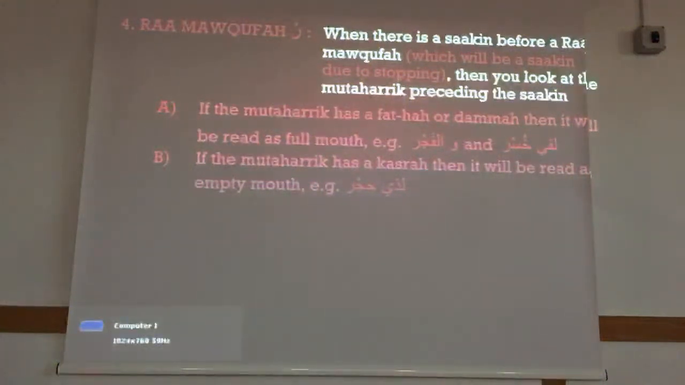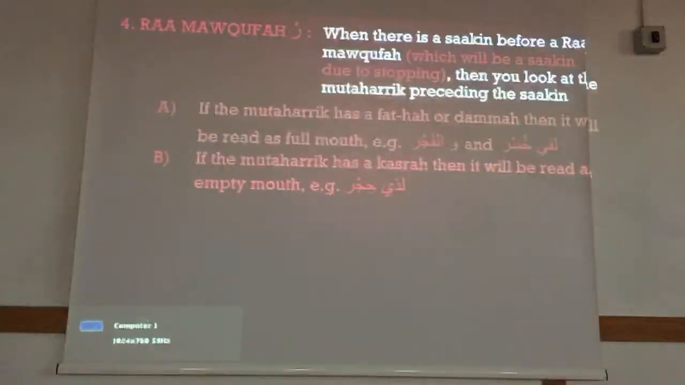And for example, if the mutaharrik before is a fatha or a dhamma, then what do you think the ra mawqufa will be? It's going to be full. If you realize, these rules follow a very simple pattern. If it's anything to do with fatha dhamma, then it's going to be full. And if it's anything to do with kasra, generally it's going to be empty. So if there's a fatha or a dhamma before the sakin, then it's going to be full. And if it's a kasra before the sakin, then it's going to be empty. And you'll understand from the example.